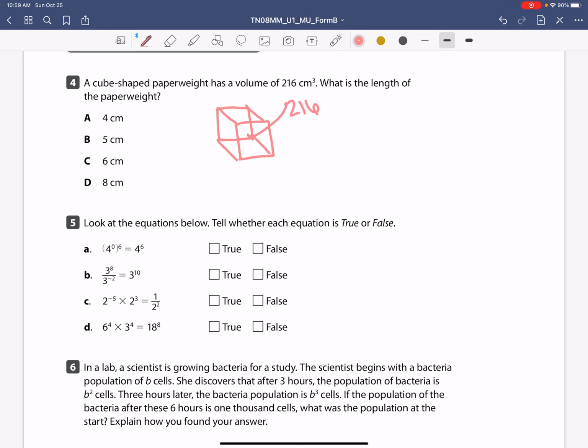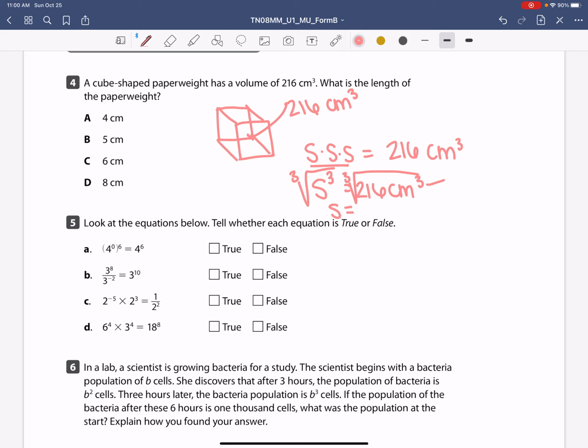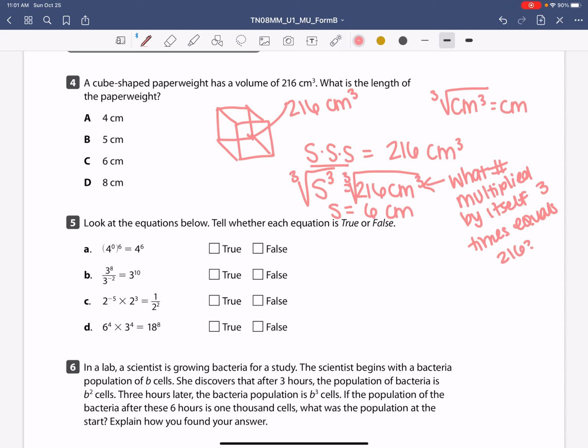So the cube root of s cubed is, of course, s, and that's equal to the cube root of 216. And of course, this means what number multiplied by itself 3 times equals 216, and that number is 6. And of course, we're talking about cubic centimeters, so if you take the cube root of cubic centimeters, that'll give you centimeters. All right, and that is 6 centimeters, and that is our C.